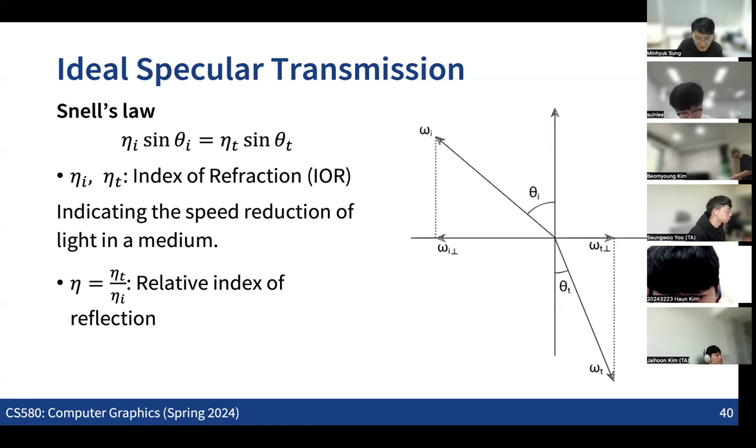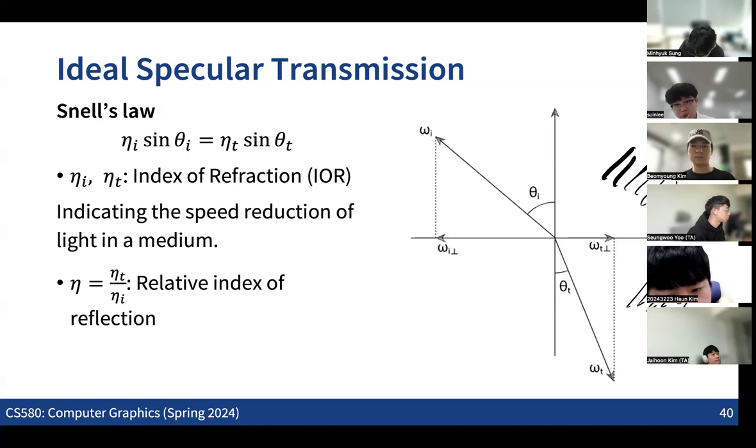And we are going to focus more on how we're going to model these things for the computation. So if we briefly review some of the properties of transmission, basically we have one medium, which will be, for example, air, and we have another medium, which might be water, glass, whatever.